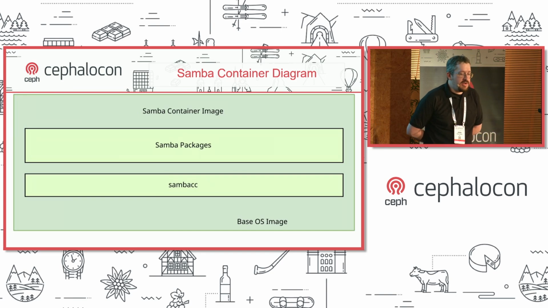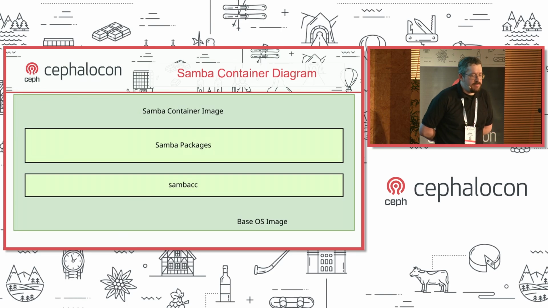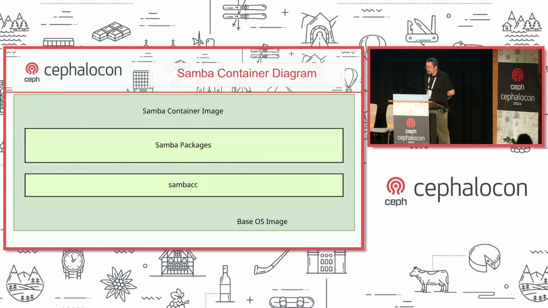Our container image is pretty simple. We take Samba packages, then we combine them with the Samba CC project, which provides an entry point and libraries for easing the use of Samba in a container. And we put all that together in a CentOS base image.